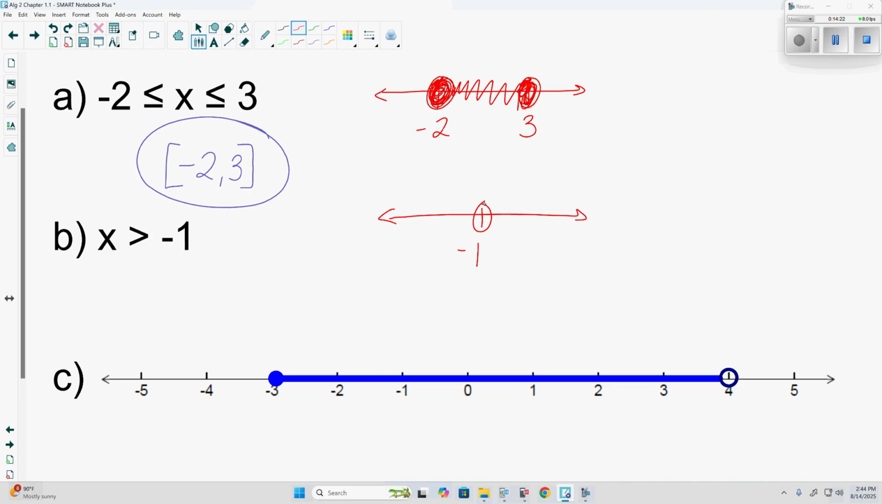Now, do we shade to the left or to the right? Left, because it's telling us what? X is bigger or smaller than -1? It's bigger, so we shade to the right. Yeah, because it is indeed bigger. Questions on how we graphed it?